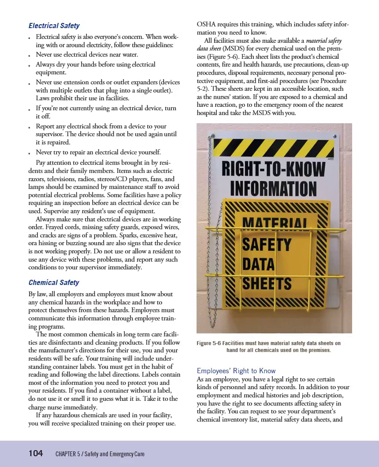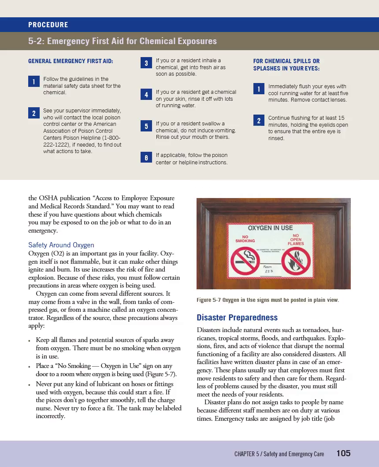Employees' rights to know. As an employee, you have a legal right to see certain kinds of personnel and safety records. In addition to your employment and medical histories and job description, you have the right to see documents affecting safety in the facility. You can request to see your department's chemical inventory list, material safety data sheets, and the OSHA publication, Access to Employee Exposure and Medical Record Standard. You may want to read these if you have questions about which chemicals you may be exposed to on the job or what to do in an emergency.